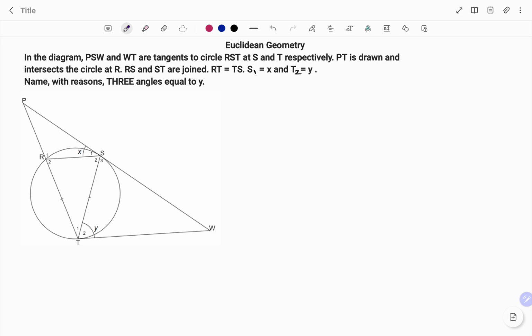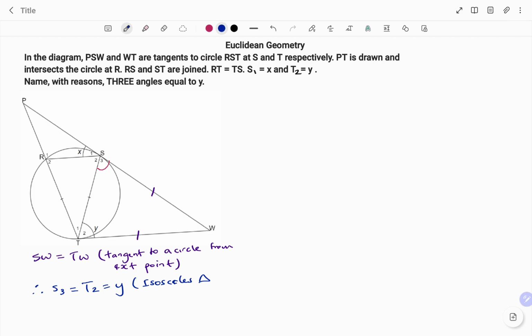The line SW is equal to the line TW. That's SW equals TW. And the reason being, they are both tangents to the circle from an external point. And because the two lines, SW and TW, are equal, what that means is the angle T2 is equal to angle S3. That's the base angle of an isosceles triangle. So we have, therefore, the angle S3 equals T2, and that's equal to y. The reason being isosceles triangle SWT.